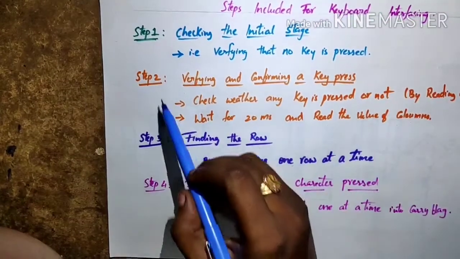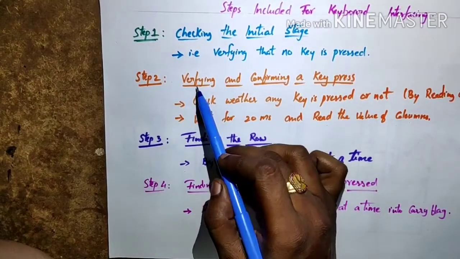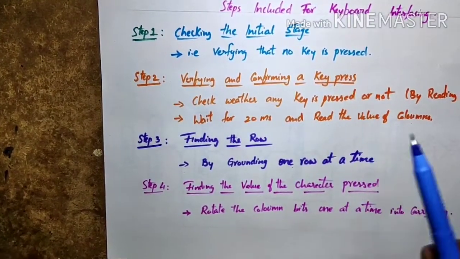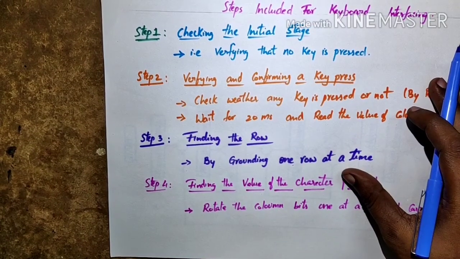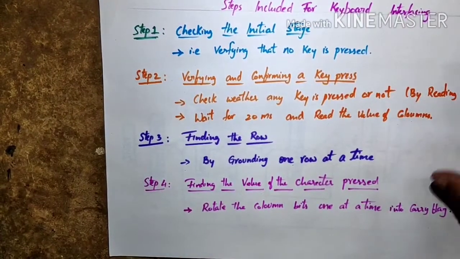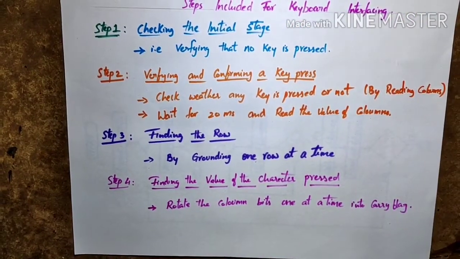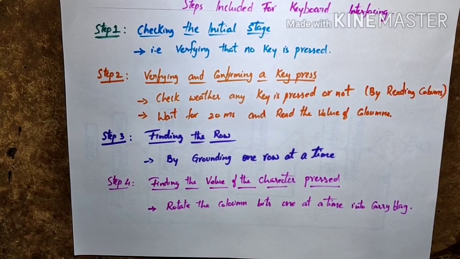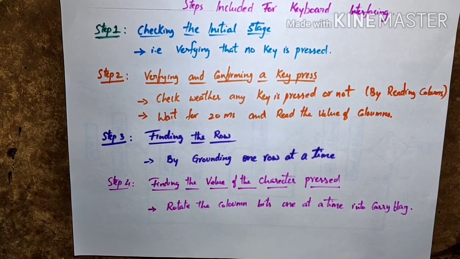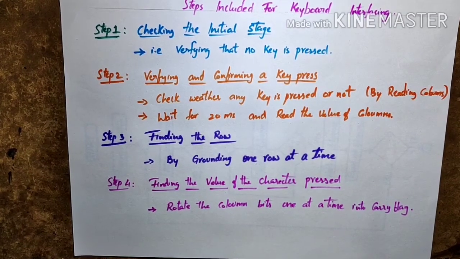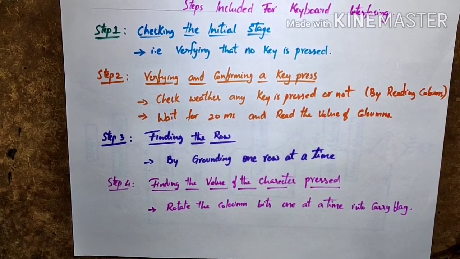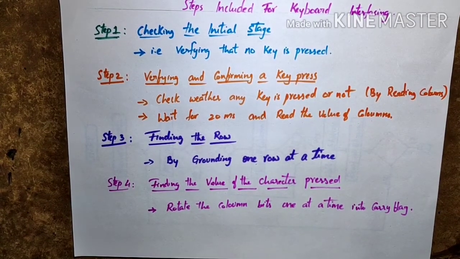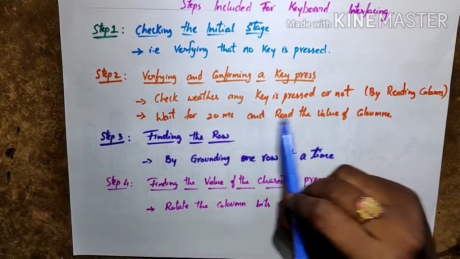Now coming to the next step: verify and confirm a key press. In the previous video we have already seen how the microcontroller will identify a key press. Initially the column values will be all ones. Whenever the value of any column has changed from 1 to 0, it will identify that some key has been pressed.